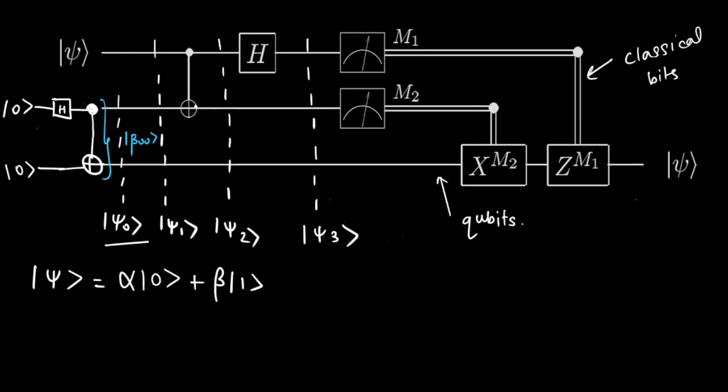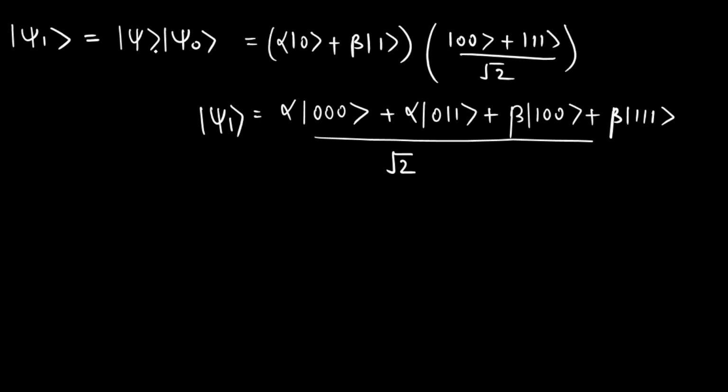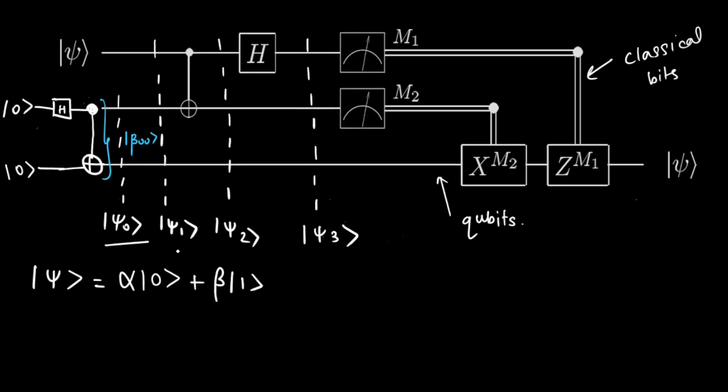From this diagram we can see that psi 1 is the tensor product of psi with psi 0, corresponding to the Alice qubit. Therefore, psi 1 will be equal to psi tensor psi 0, and since psi is alpha 0 plus beta 1 and psi 0 is 00 plus 11 divided by root 2, when we multiply this, we get alpha 000 plus alpha 011 plus beta 100 plus beta 111 divided by root 2.